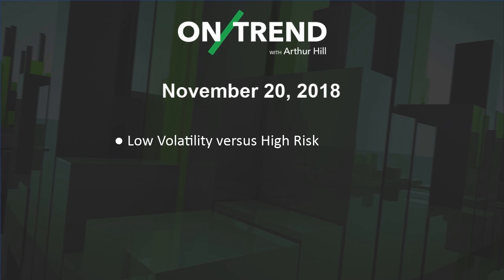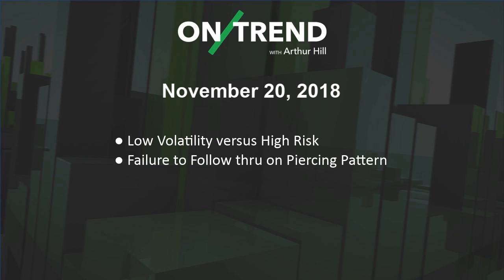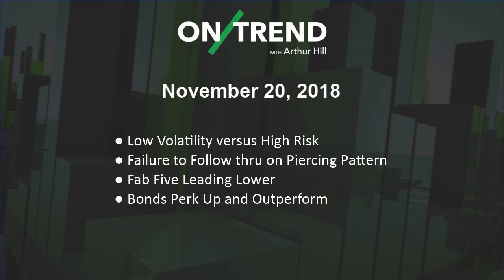Here are the topics in the timeline for today. We're going to look at a low volatility environment versus a high risk environment. We'll show you the failure to follow through on the piercing patterns that we had Thursday, Friday. We'll look at the Fab 5. We'll compare FANG stocks with non-FANG stocks. We'll show bonds are perking up. And also we'll check on seasonality and sentiment and show you what works better.